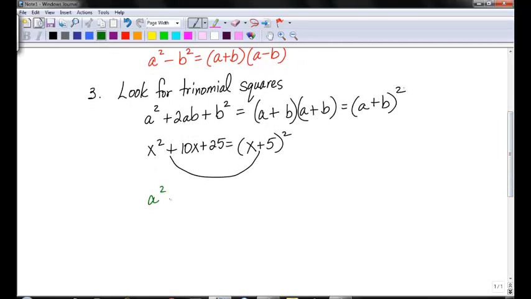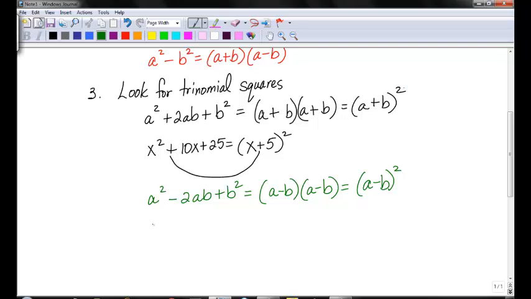Okay. The other trinomial square looks like this. A squared minus 2ab plus b squared. For it to be a trinomial square, that last term always has to be positive. But a squared, this will factor into a minus b times a minus b, or a minus b quantity squared.